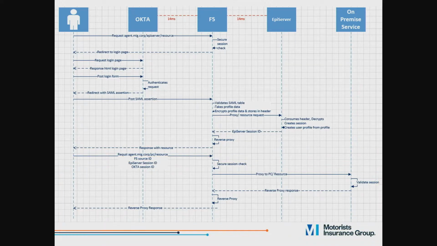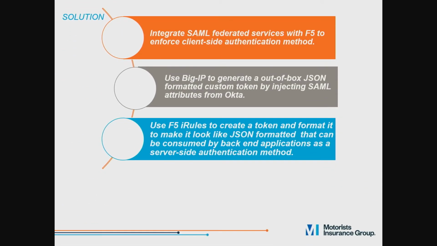So for all this to work, the solution was to integrate SAML federated services, Okta with F5, to enforce a client-side authentication method. Also use BIG-IP to generate an out-of-the-box JSON token. The reason for JSON is it's kind of a standard and what our application teams can actually code into their applications. They cannot do the SAML assertion. They cannot actually decode a SAML assertion in their code.